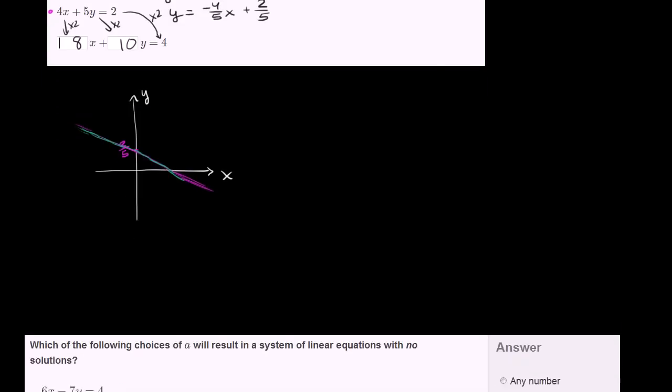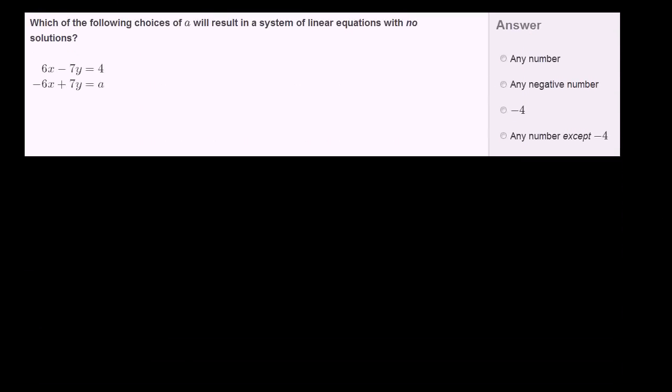Let's do another example. Which of the following choices of a will result in a system of linear equations with no solutions? So you're going to have no solutions if you take the same combination of x and y's, but you get to a different number. Or another way of thinking about it is if you plotted this equation and it had the exact same slope, but it had a different y-intercept. So let's think about it both ways.